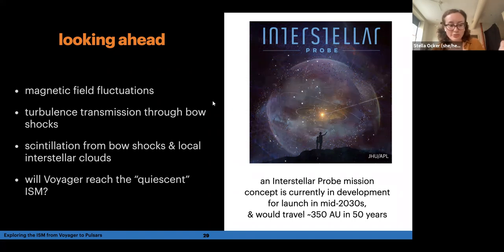But Voyager will not be operational by the time it reaches that distance. And furthermore, it's really unclear whether such a thing as the quiescent ISM really exists. We know from all of these complementary studies of remote sensing observations that the ISM is really complex, and it is full of supersonically moving stars that are producing bow shocks and many different kinds of complicated structures.